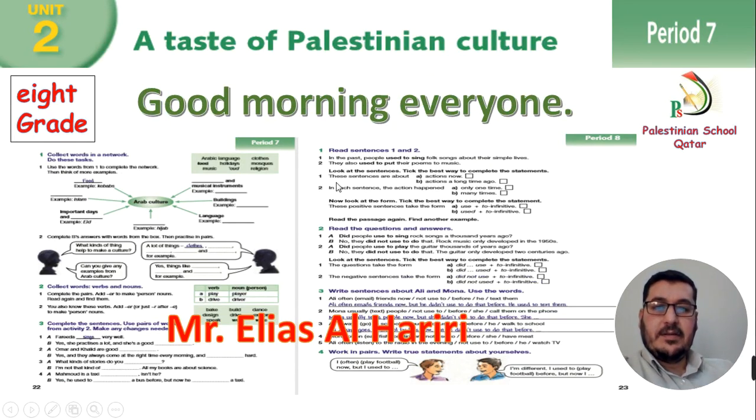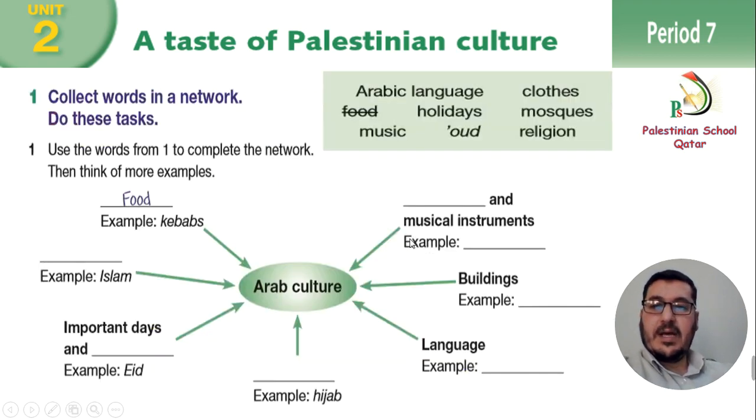Today we have period number 7 and period number 8. At the beginning, we have to collect words in a network and do these tasks. Here at the beginning, the words: Arabic language, culture, clothes, food, holidays, music, mosques, food, and religion. So all these are related to Arab culture.